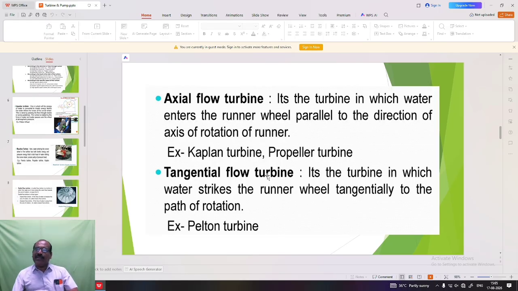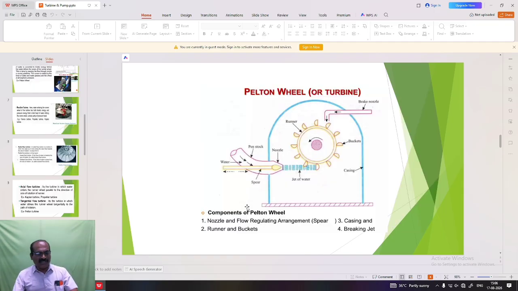Axial flow turbine is a turbine in which water enters the runner wheel parallel to the direction of the axis of rotation of the runner. Examples are the Kaplan turbine and the propeller turbine. In a tangential flow turbine, the water strikes the runner wheel tangentially to the path of rotation. An example is the Pelton wheel. These are the main components of the Pelton wheel.